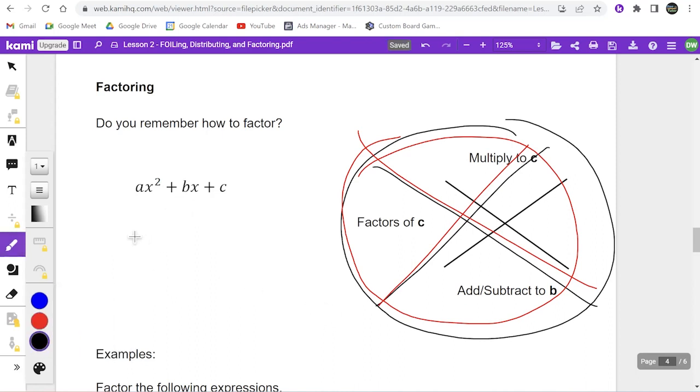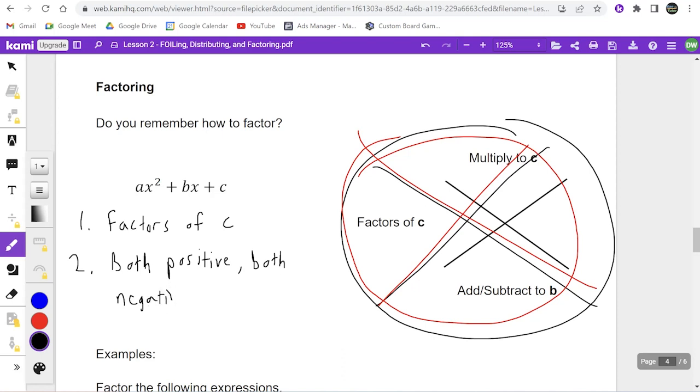Okay, anyways, there's 3 steps to factoring given ax squared plus bx plus c. Number 1, you have to write out the factors of c, all the factor pairs. Step 2, you need to figure out if the factors are going to be both positive, both negative, or one of each. And we're going to get very good today at figuring out if it's both positive, both negative, or one of each.